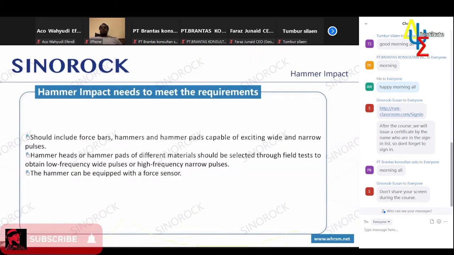What requirements should excitation equipment meet? The equipment for transient excitation shall include force bars, hammers and hammer pads that can excite wide and narrow pulses. According to the test purpose, the wide pulse is mainly aimed at the pile bottom, and the narrow pulse is mainly aimed at the shallow defects of the pile body. So it is necessary to equip corresponding appropriate force hammers, force bars or hammer pads.